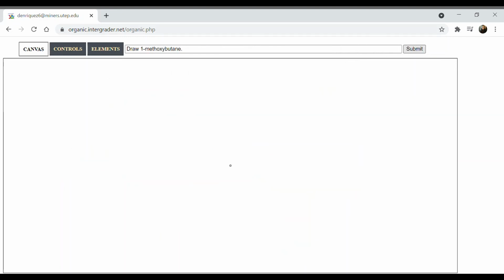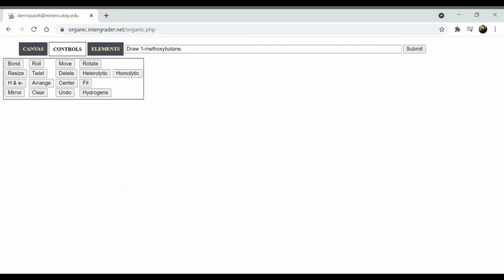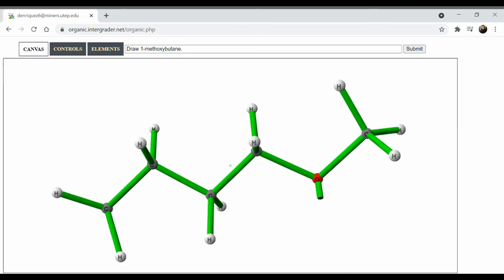Okay, I'm going to start by drawing the butane, 4 carbons. There's no methyls, so I'm going to start drawing that 1 methoxy. So methoxy at the 1 position, add my oxygen, and I only need 1 carbon because it's a methoxy. Add my hydrogens, and this is the end product.